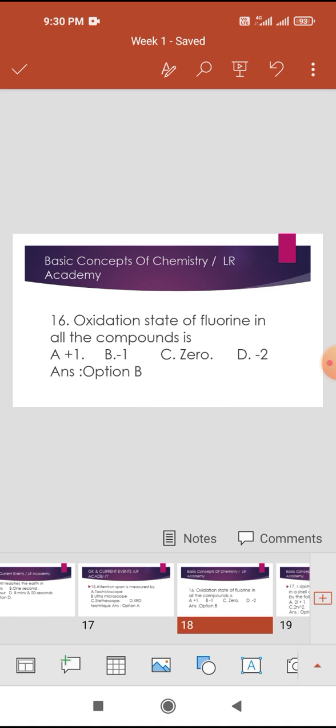Now we come onto the topic general chemistry. In general chemistry, we look into the topic of basic concepts of chemistry. Question number 16. Oxidation state of fluorine in all the compounds is, option A, +1, option B, -1, option C, 0, option D, -2. Again, I repeat. The oxidation state of fluorine in all the compounds is, option B, -1.